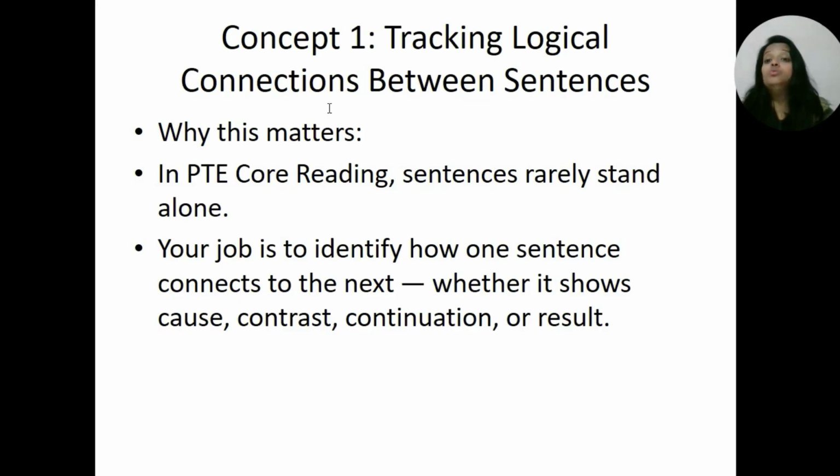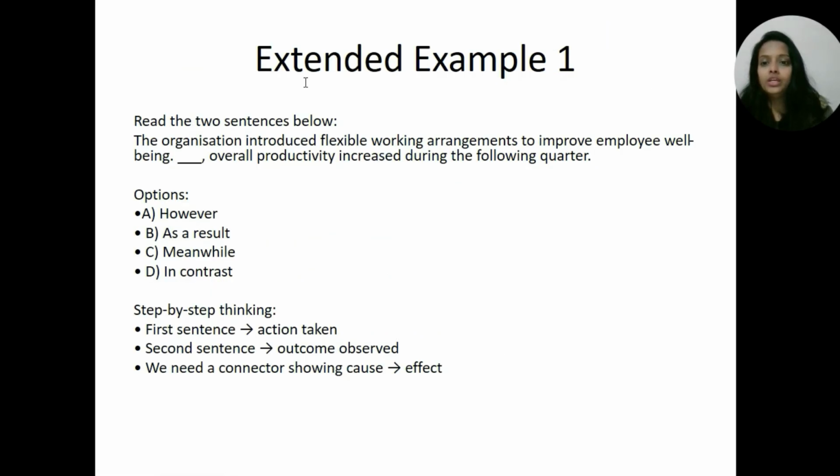Let me tell you why this one matters in PTE Core Reading. Because sentences rarely stand alone. Your job is to identify how one sentence connects to the next, whether it shows cause, contrast, continuation, or result. Here is an example. You just read it. The organization introduced flexible working arrangements to improve employee well-being, dash, overall productivity increased during the following quarter. And the options are: however, as a result, meanwhile, in contrast.